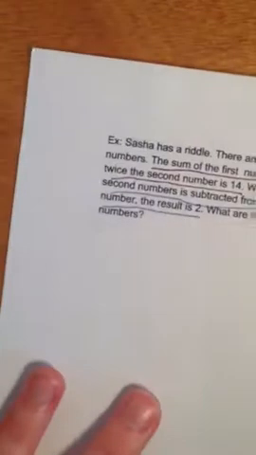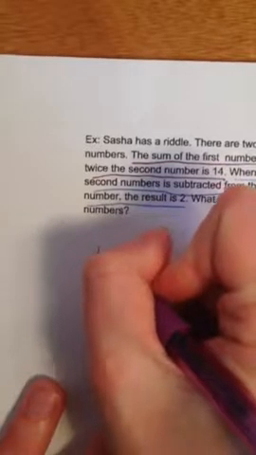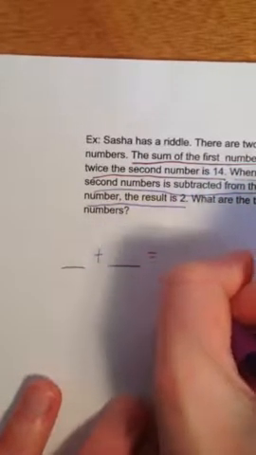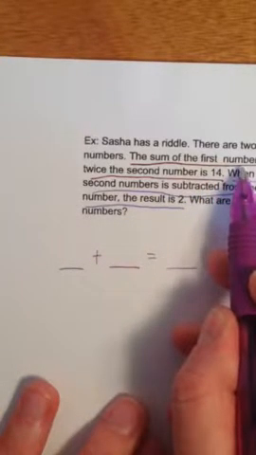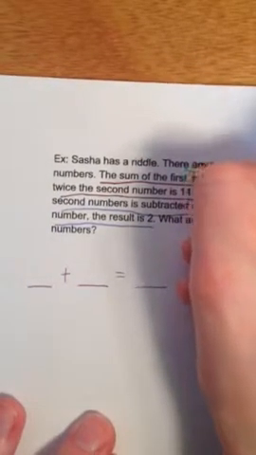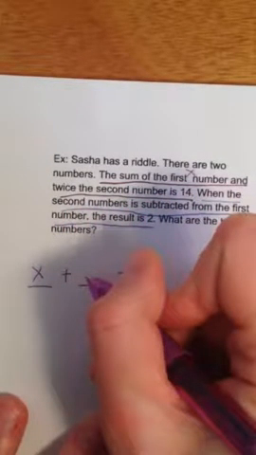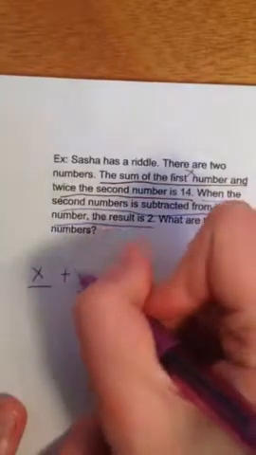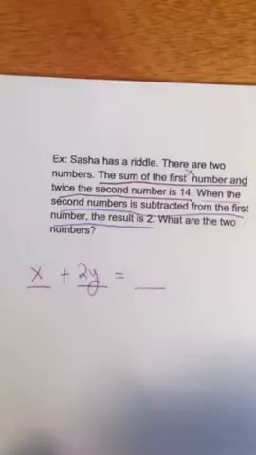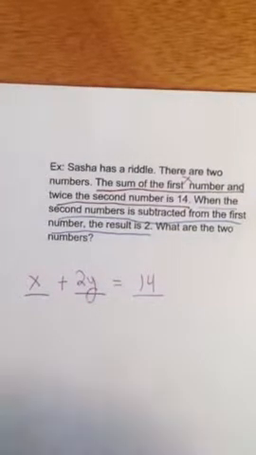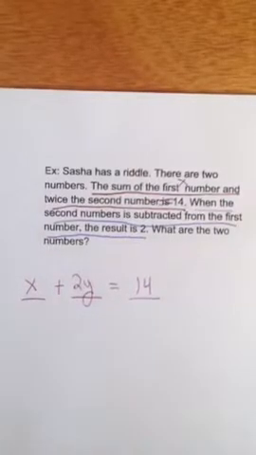So the first equation says the sum of the first number and twice the second number. So I'm adding my two numbers together, and that's going to equal some other number. The first number, let's call it x. And twice the second number is just 2 times y, because the second number is going to be a different number. Is 14. Is is a key word for equals. As soon as you see the word is, that's probably where your equal sign is going to go.